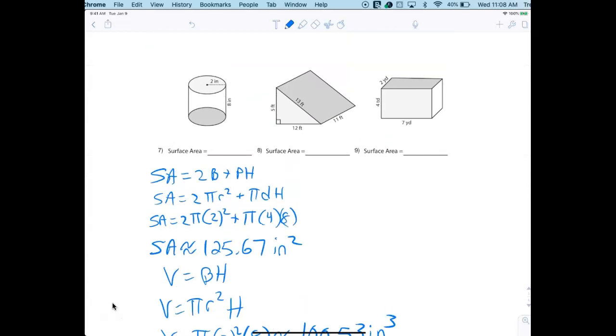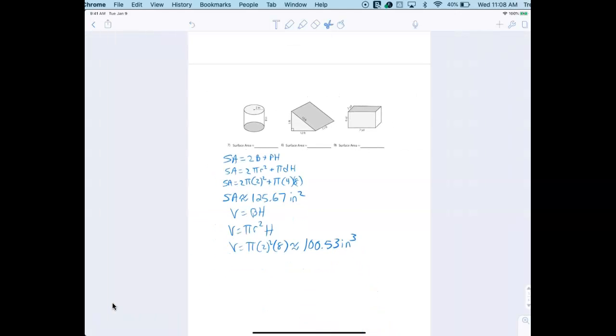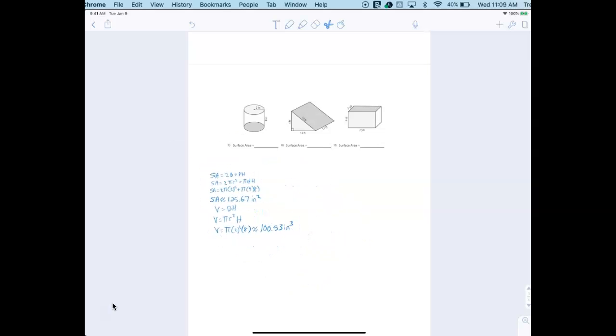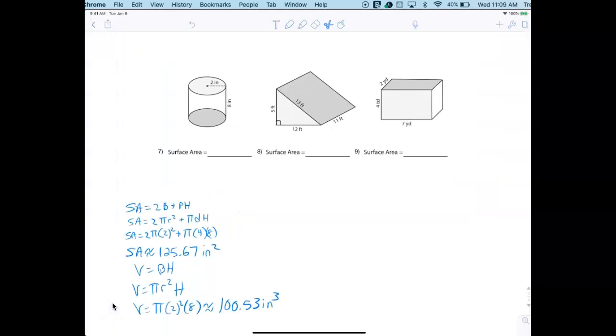I think some of the questions on the next page are the same as these. Oh yeah. So that's good for us. All right. So I just made a mistake when I was making this up. All right. So let's do 8 and 9. Everybody do 8 and 9 real quick. I'm going to leave you on your own. Surface area and volume for 8 and 9.